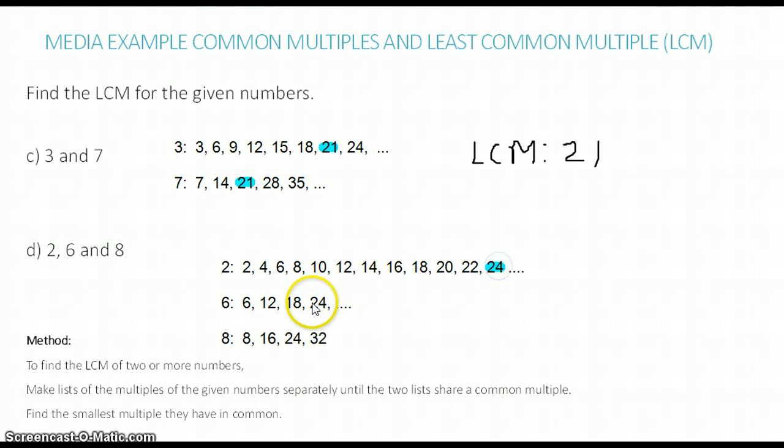So 24. Now we'll just write that here. So the least common multiple of these 3 numbers is the first multiple all 3 have in common, which is 24.